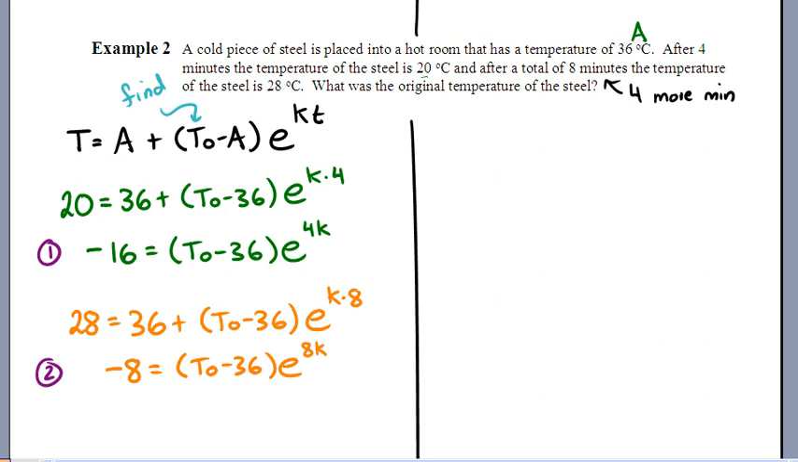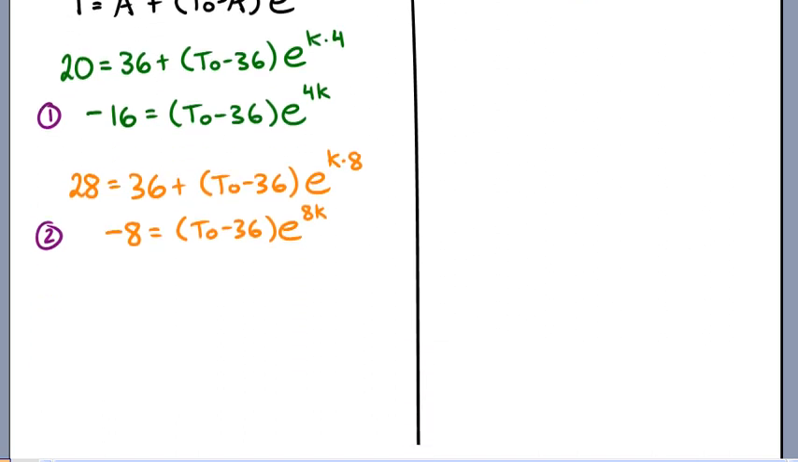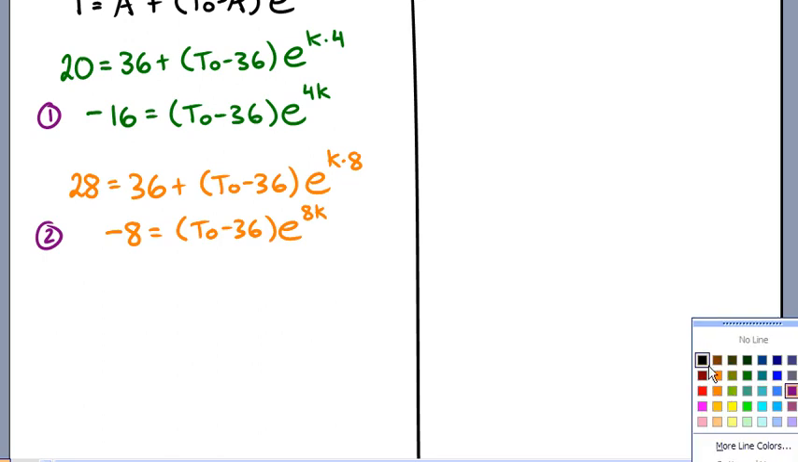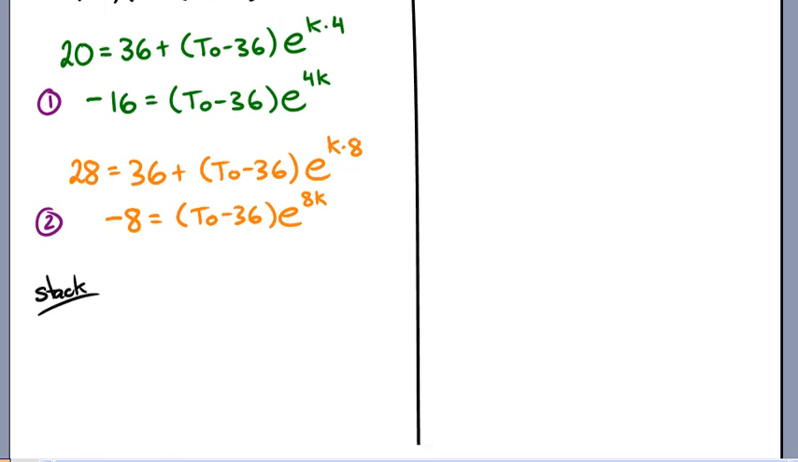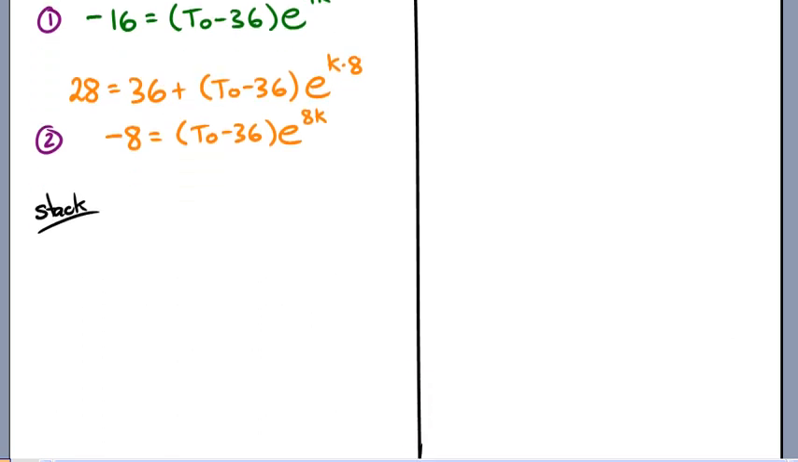And it's a good thing that I have 2 clues for this, because I have 2 things I don't know. I don't know T naught, and I really want it. And I don't know the k. And I'm willing to find the k if it helps me find the T naught. And I'm going to do that thing that we did just a second ago, where we stack up these 2 equations. I think we did it a video ago, where we put one story on top of the other one. So I'm going to put equation 1 on top of equation 2.